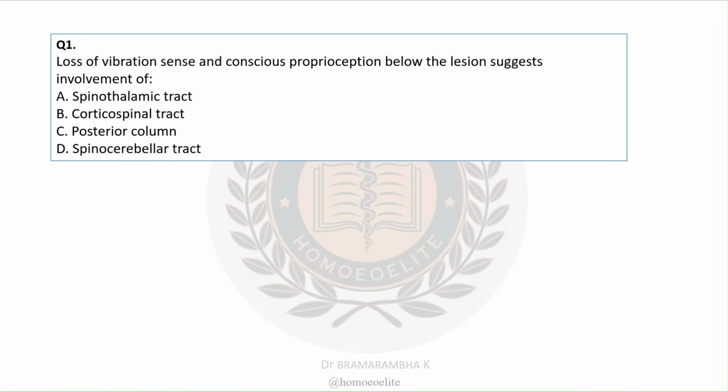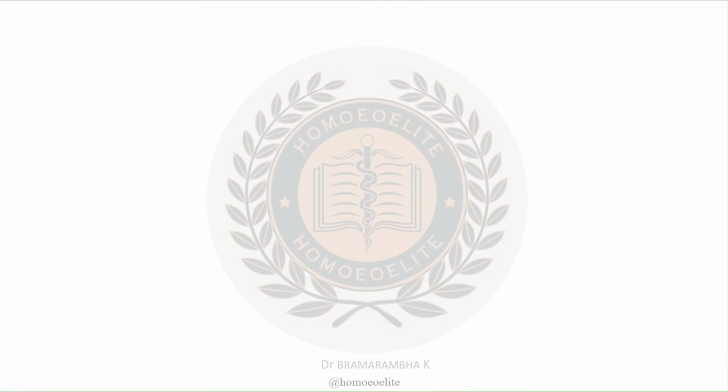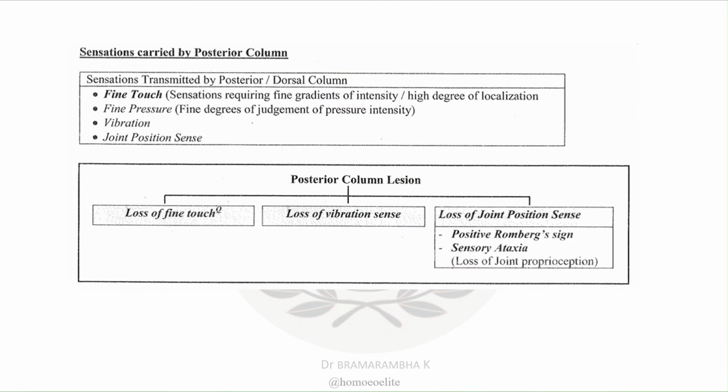Next MCQ: loss of vibration sense and conscious proprioception below the lesion suggests involvement of the spinothalamic tract, corticospinal tract, posterior column, or spinocerebellar tract. We already saw what spinothalamic and corticospinal do. Corticospinal is related to the motor system. So the answer is the posterior column.